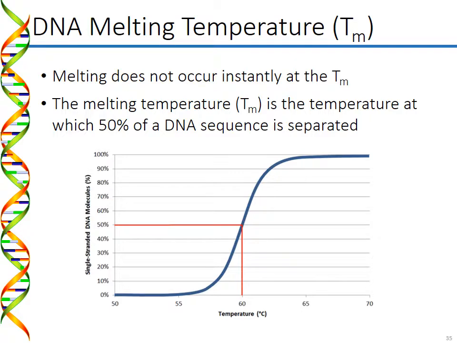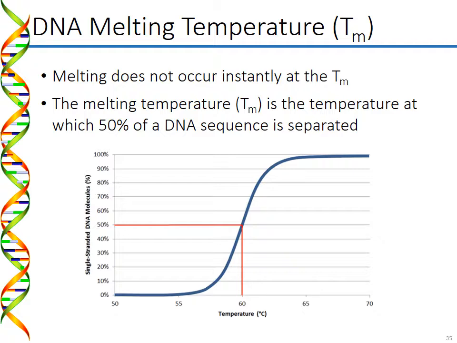It's important to realize that melting does not occur instantly at the Tm. The melting temperature is the temperature at which 50% of a DNA sequence has been denatured. If we plot that on a graph of temperature versus the single-stranded DNA molecule percentage, we see a sigmoidal curve where at low temperatures essentially 0% of molecules are single-stranded, which means that essentially 100% of them are double-stranded. So melting has not occurred. They have not been denatured.